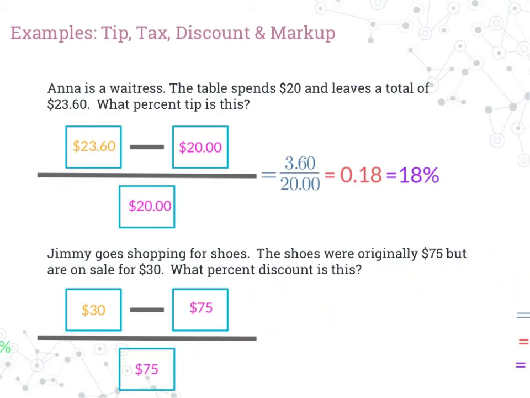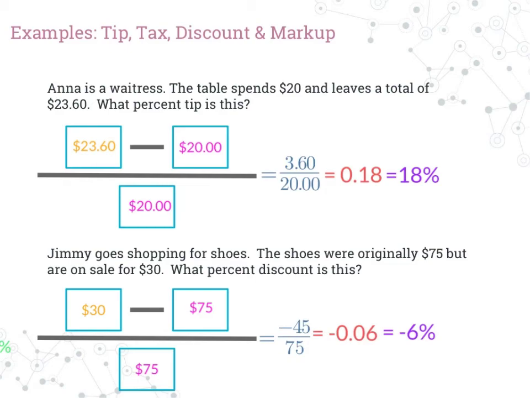So now I need to do some subtraction. 30 minus 75 is going to give me negative 45, or negative 45 divided by 75. I'm going to type that in my calculator, and I'm going to get a decimal, and that decimal is negative 0.6. So now I need to move my decimal 2 places to the right, or I need to multiply by 100, and when I do that, I get negative 60%.